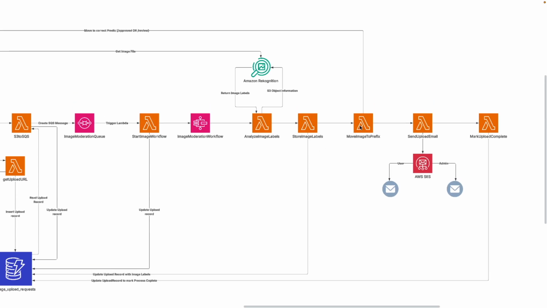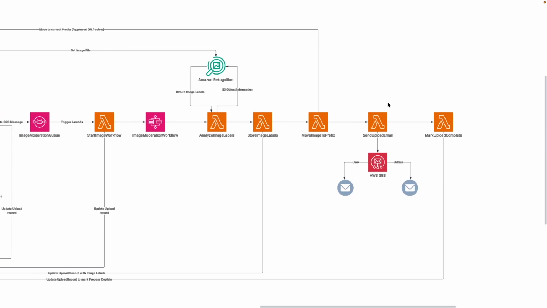The third Lambda function, this is where the decision making will happen, move image to prefix. So if the image contains any restricted categories, then it will move that image to a review prefix, indicating that this image requires further review. And if the image doesn't contain any restricted categories, then it will move this image to an approved prefix, indicating that no further review is necessary.